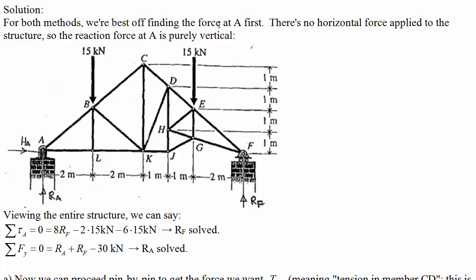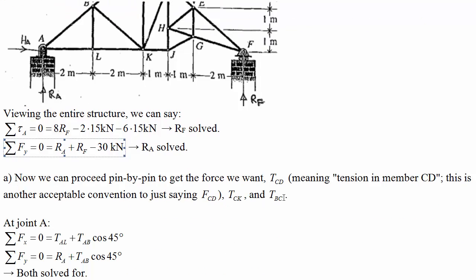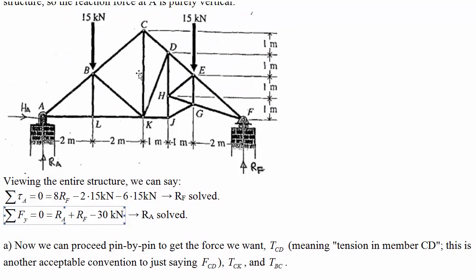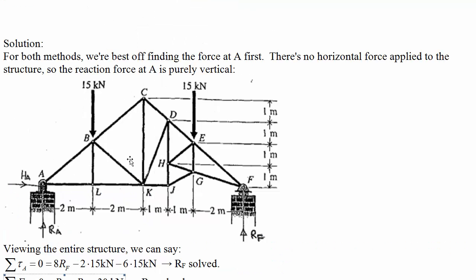So we know the forces applied in the middle of the truss from external applied forces, these 15 kilonewtons forces, and there's no forces in the horizontal direction except for this one horizontal force at A, so that has to be 0 because there's nothing to balance it. And then the reaction forces at A and F in the vertical direction, we can figure out by using the torque balance equation and the force balance equation. Then we'll proceed pin by pin to get the forces that we're interested in.